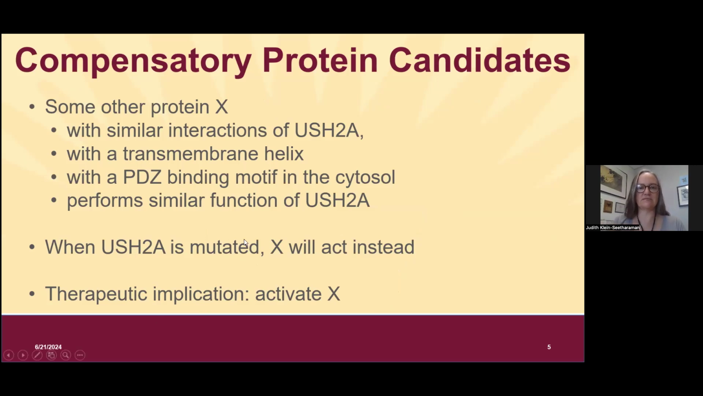And so our hypothesis is that such a protein should have similar interactions with other proteins. It should have a transmembrane helix to anchor it in the membrane. It should have a PDZ binding motif because we believe that would be critical for attracting other proteins to bind to it in the cytoplasmic site, and should perform similar functions as compared to the Usherin. And so the idea is that in the case of a mutation, maybe that protein could compensate for Usherin. And so one implication for therapy would be to activate that protein.